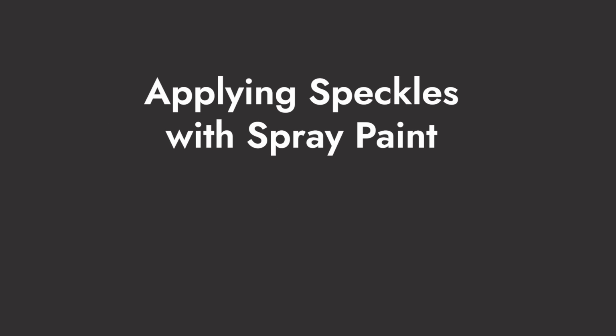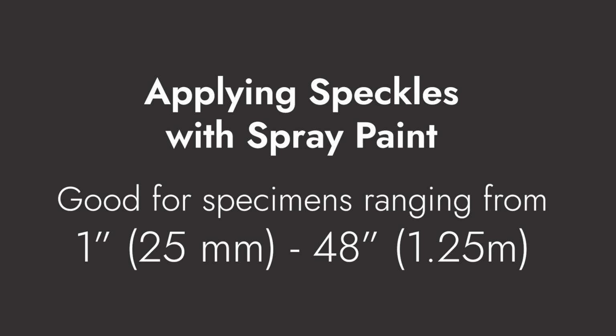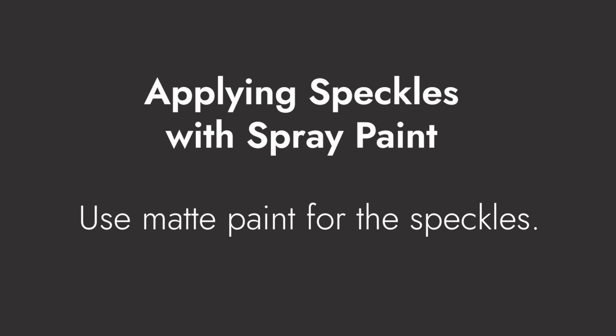Spray paint is one of the easiest and most readily available methods to apply speckle patterns. It can be used with any intermediate-sized specimen and is usually a good choice for metal, ceramic, or composite specimens from around 1 inch or 25 millimeters to around 48 inches or 1.25 meters. For best results, use matte paints for the speckles as well.